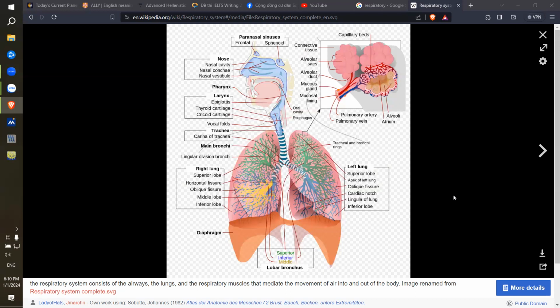So now I'm going to talk about the lung volumes and capacity. The tidal volume is the amount of air inhaled or exhaled during normal, quiet breathing, and it's usually around 500 milliliters.